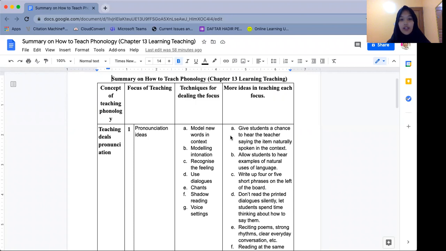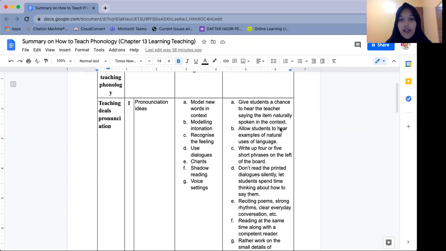B, model intonation. C, recognize the feeling. D, use dialogues. E, chants. F, shadow reading. G, voice settings. More ideas in teaching each focus.